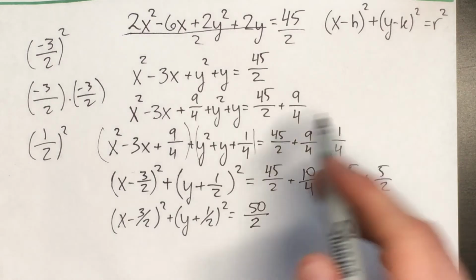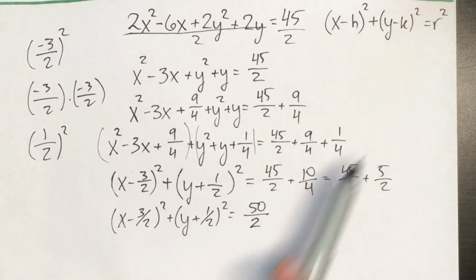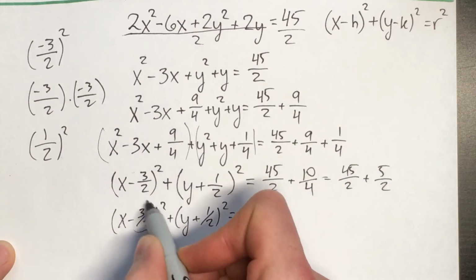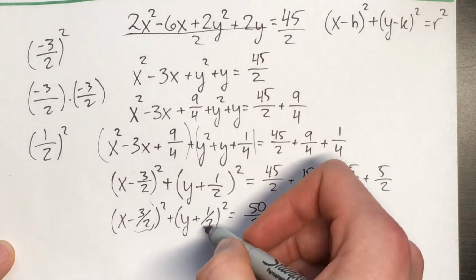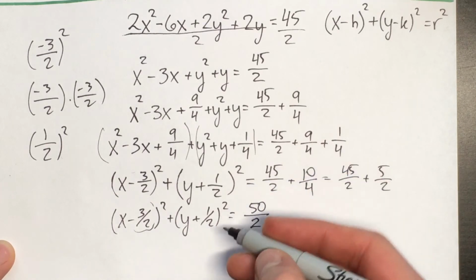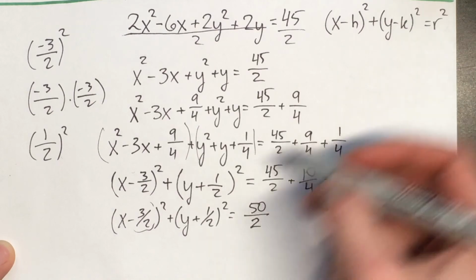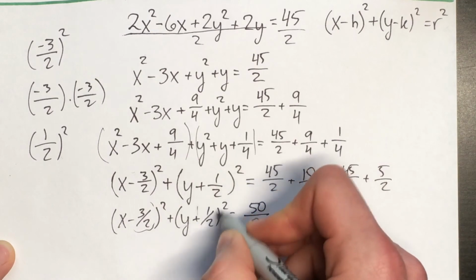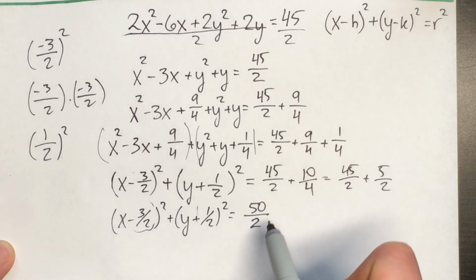Okay, so now that we've found another equation for this circle, remember from this form that 3 over 2 is the x value of the center. Negative 1/2 is the y value of the center. Why negative 1/2? Well, because if our formula says it's y minus something, and this turned out to be plus, that means we must have done y minus a negative, right? So this must have been negative 1/2. So the center of the circle is at 3/2, comma, negative 1/2, equal to 50 over 2.